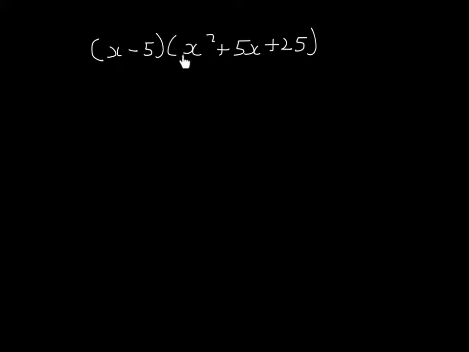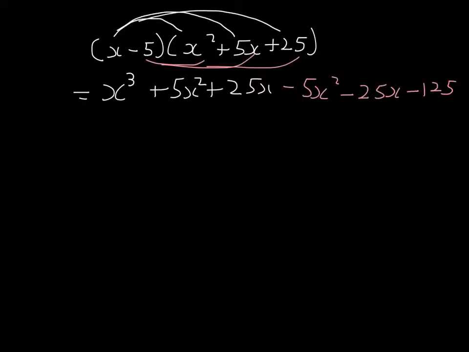First, I'm going to times this x with this, there and there, then the minus 4 there, there, and there, and see where it goes. Right, the x times the x squared is x cubed. X times the 5 is plus 5x squared. This guy times this guy gives me plus 25x. This is minus 5x squared over here. Minus 25x over here, and then this is minus 125.